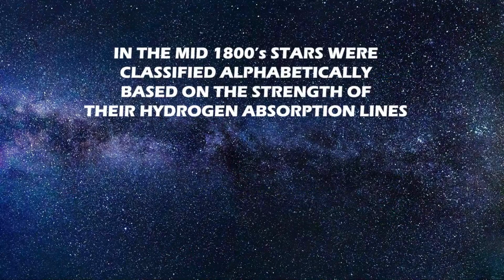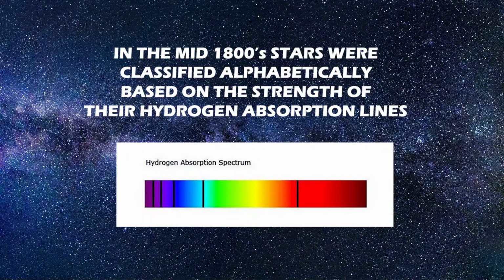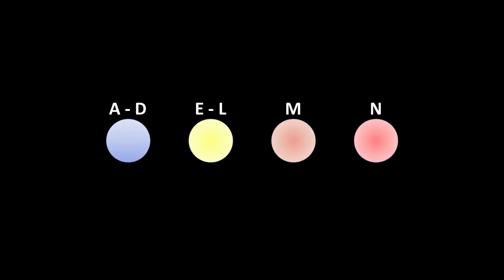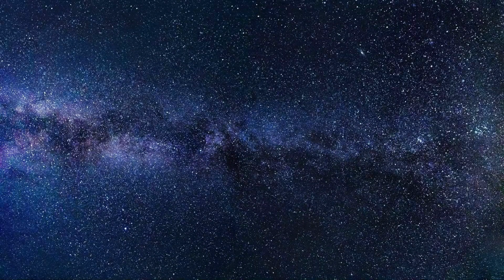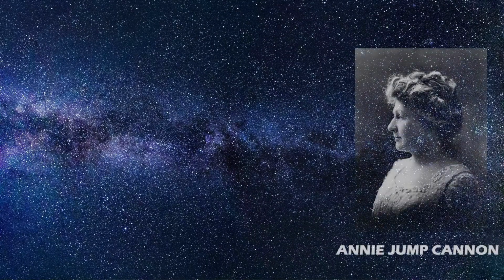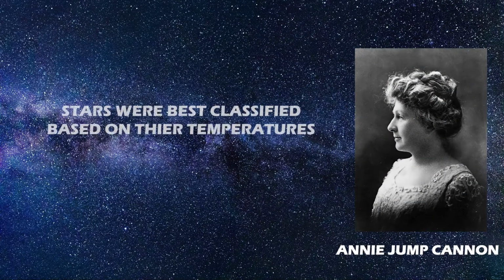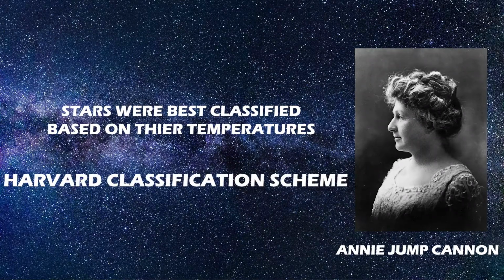In the mid-1800s, stars were classified alphabetically based on the strength of their hydrogen absorption lines. The stars with the strongest hydrogen line were classified as A. Then came the Bs with slightly weaker hydrogen lines, and so on and so forth. It turned out that physically, this wasn't the correct way to classify stars. Then came along Annie Jump Cannon, who realized that stars were best classified based on their temperatures and came up with the Harvard classification scheme, which we use to this day.